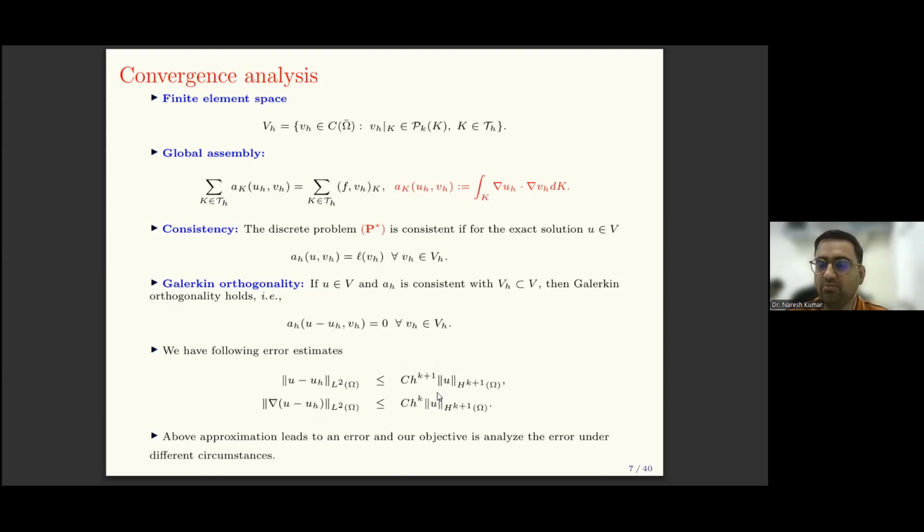In the L2 norm, we have obtained k plus 1 order of convergence, and in the gradient norm or H1 norm, because both are equivalent, we get k order of convergence. So in L2 we obtained one order higher. Our objective is to analyze these error estimates under different circumstances and different assumptions.